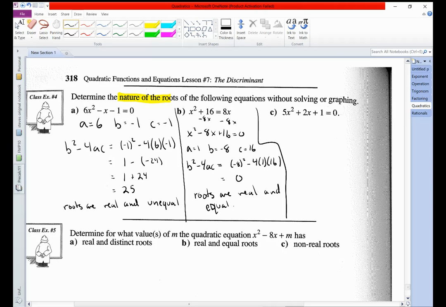And then the last one, a is 5, b is 2, and c is 1. So our discriminant b squared minus 4ac is going to be 2 squared minus 4 times 5 times 1, which is going to be 4 minus 20, which is -16. So when our discriminant's negative, our roots are non-real. That means our function sits either above or below the x-axis.